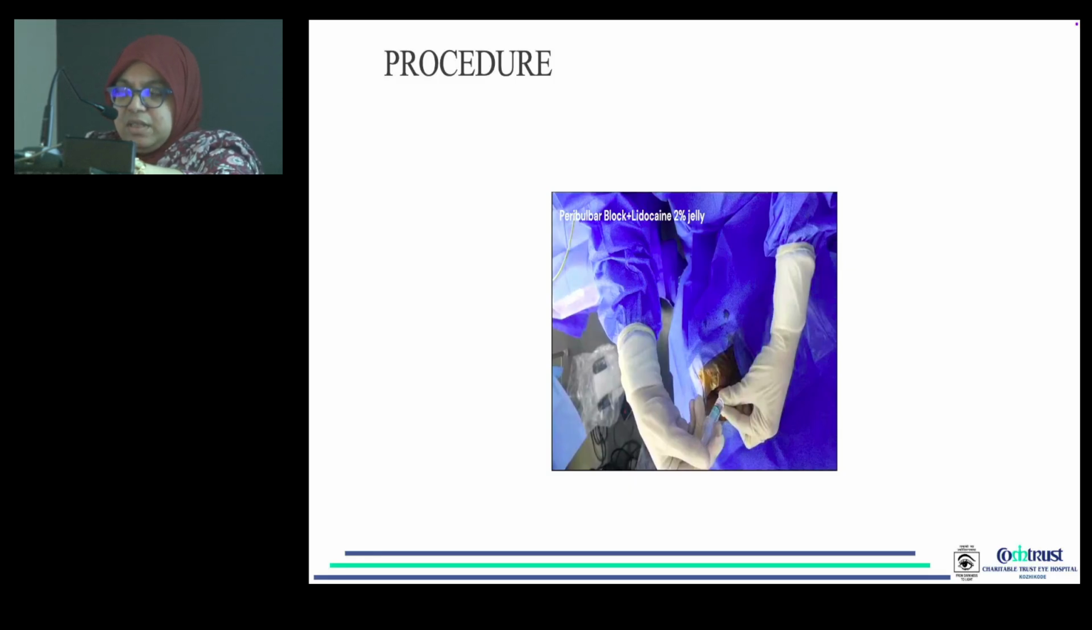So before the procedure, we have to take a detailed consent, which Roshna has already explained. We have to explain that there can be a post-operative pain, and also about the visual prognosis you should tell, and also there can be retreatment and the risk and benefits of the procedure to the patient.